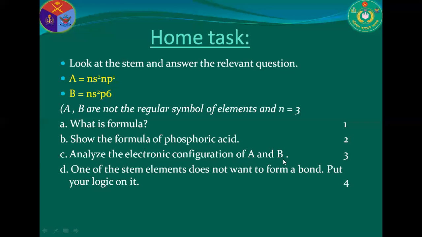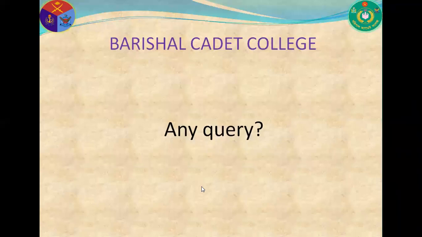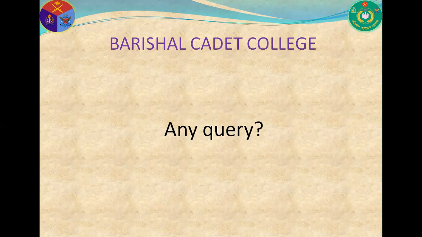Electronic configuration of A and B. This is aluminium: 1s2 2s2 2p6 3s2 3p1. This is argon: 1s2 2s2 2p6 3s2 3p6. One of the elements in the system does not want to form a bond, because that element, that means B, is an inert element. It does not want to combine with other elements. It is also a stable element. If you have any question, inform me. In the next class, I will solve it.